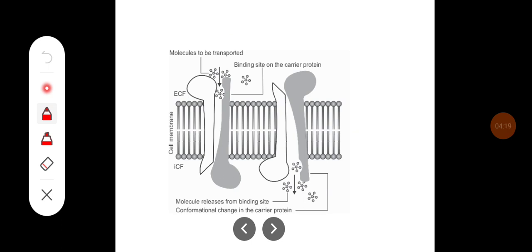This is the diagram showing how substances are moved with the help of carrier proteins. They bind to the appropriate carrier proteins, and there are configurational changes which help in the movement of the substances through the carrier protein molecule.